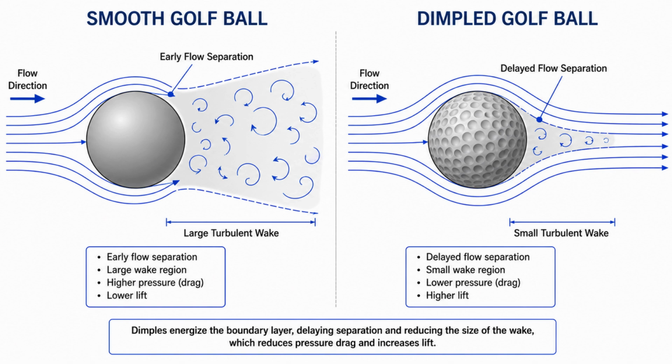As a result, the wake behind the golf ball becomes much smaller, reducing pressure drag significantly. The reduction in pressure drag is much greater than the increase in skin friction drag, allowing the golf ball to travel much farther than a smooth ball would. So while dimples may seem like an odd design choice, they're actually a carefully engineered solution that uses boundary layer physics to improve aerodynamic performance.